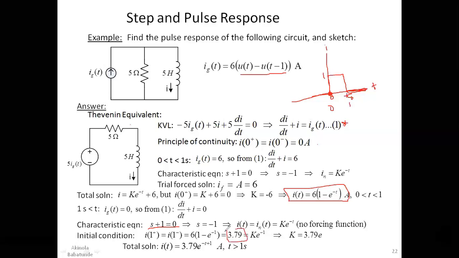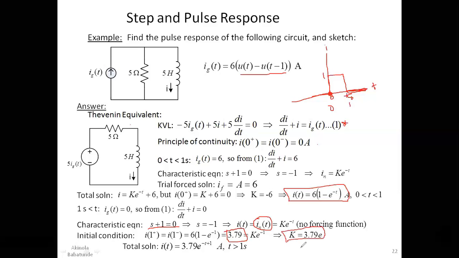So we have i of 1 will be equal to 3.79. Now that 3.79 we obtained tells us that we have obtained this value to be 3.79 for the initial condition. Okay, so that means k exponential minus 1 that we obtain here will then be equal to the initial condition value 3.79 that we obtained. If you do that, you obtain your k equal to 3.79 multiplied by e.